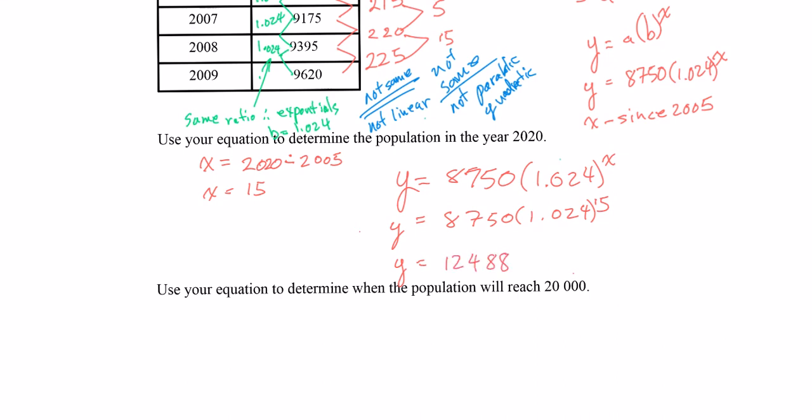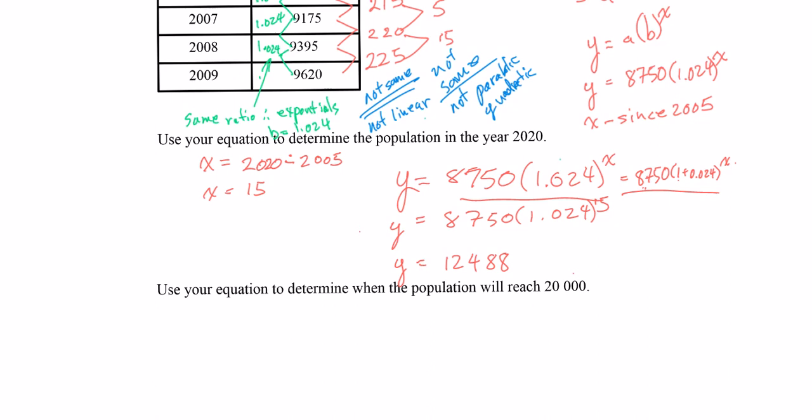12,488. Now, how does this relate to what we studied in the Khan Academy? In this case, our basic equation, if we wanted to, we could write it like this. Y is equal to 8750 times 1 plus 0.024 raised to the x. So this basically is a growth equation, isn't it? So just give me a moment. I'm going to clear this up and make it a little nicer. So 8750 times 1 plus 0.024 raised to the x. So y is equal to that as well. So this equation is the same as this equation. Punching it in, we get that.